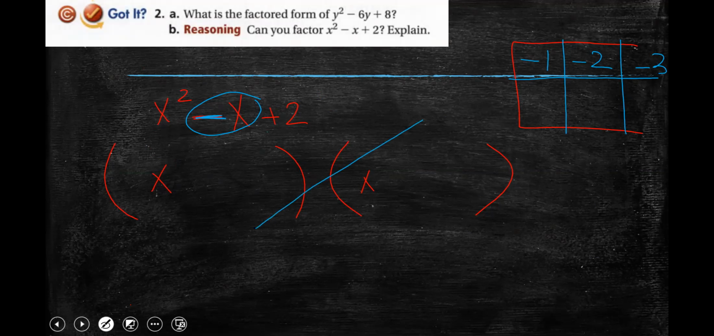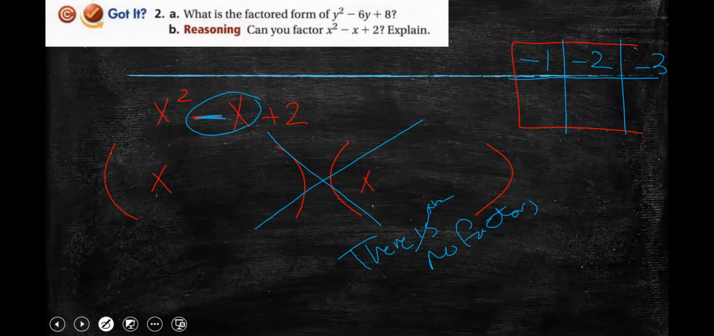So I will say that there are no factors of this trinomial. Why? Because there is no pair of numbers that, if you multiply them, you get positive 2, and if you add them, you get negative 1. Teacher? Yes, Farah. How did you know that the x is 1? Or you mean negative 1 times x? Here, it's negative x. It means negative 1 times x. Ah, yes. Okay.